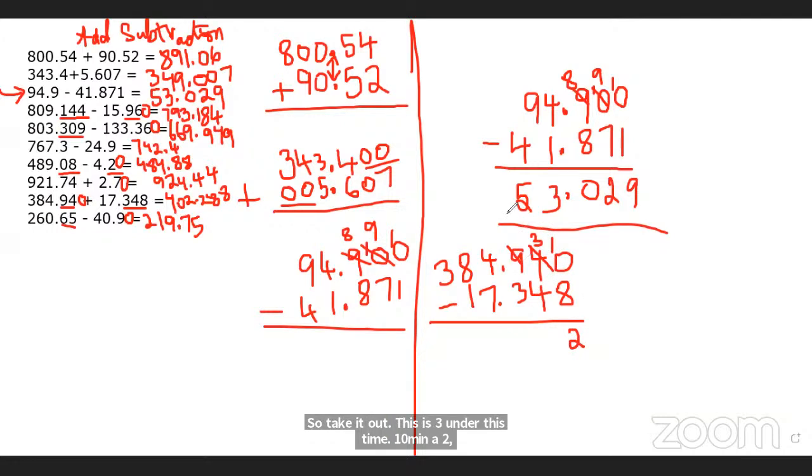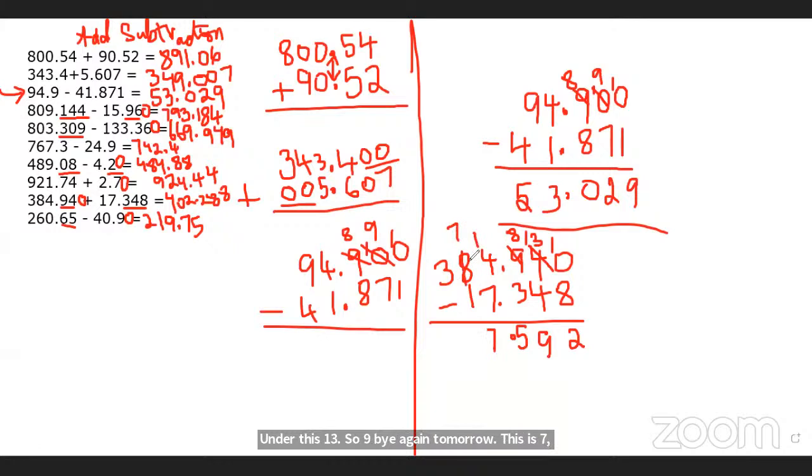Then borrow from 9. It's 8. And this is 13. So 9, 5. Again a borrow. This is 7 and 14. 7, 7, 1, 6, and 3. 8 also. Okay.